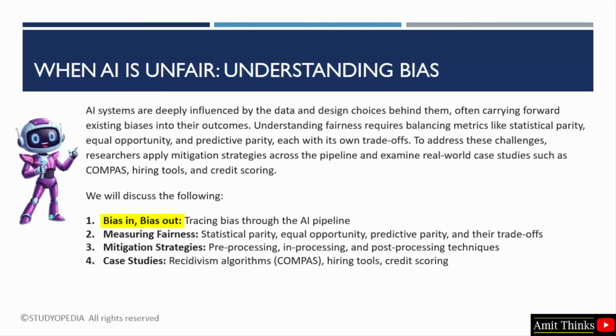So in this lesson, we will discuss the following, beginning with bias in, bias out. That is how bias enters and flows through the AI pipeline. Then we will discuss how to measure fairness by exploring statistical parity, equal opportunity, predictive parity, and their trade-offs. Next, mitigation strategies, techniques like pre-processing, in-processing and post-processing. After that, we will see some case studies, including real-world examples like COMPAS, hiring tools, and credit scoring.